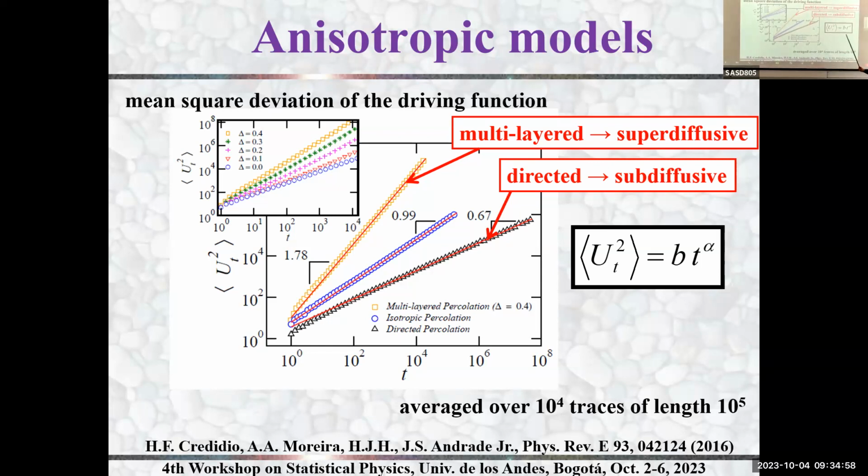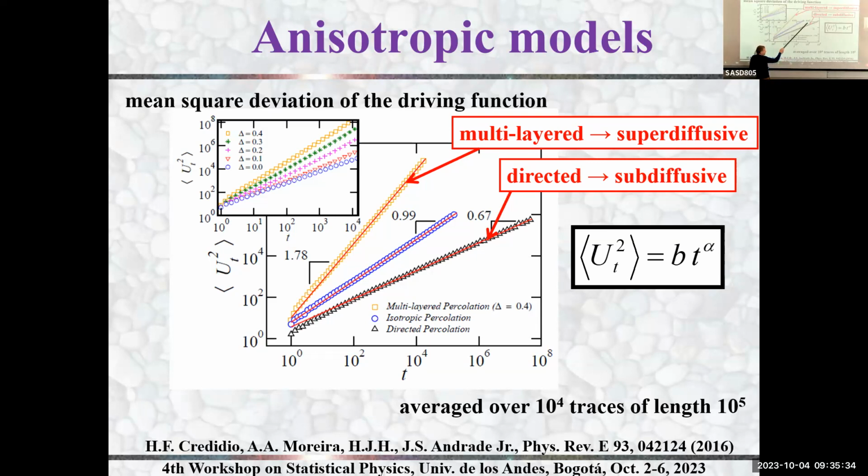So, I study the driving function. The driving function is supposed to be a Brownian motion. This is now the square of the displacement as a function of time. And this is a straight line with slope 1, which corresponds to classical percolation. This is the data for the perimeter of the classical percolation cluster. And now what you see here is what you get for directed percolation. So this is another exponent, because this is a log-log plot.